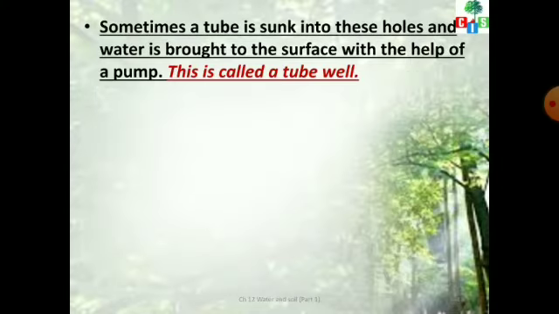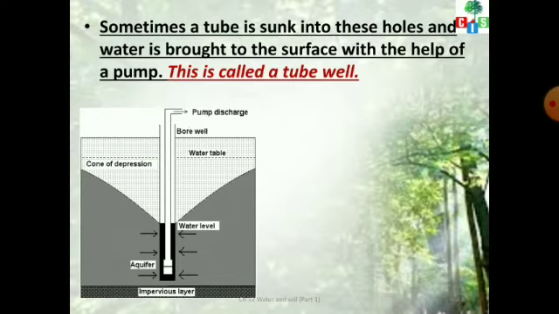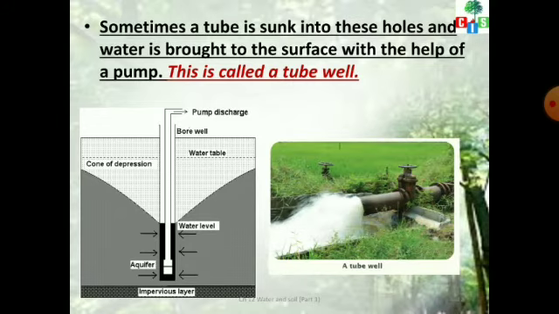Sometimes a tube is sunk into these holes and water is brought to the surface with the help of a pump. This is called a tube well. Children, in a simple well, we basically have a bucket, put the bucket in it, and then we take the water out by pulling the rope. But in some places, a tube is sunk and water is brought to the surface with the help of a pump. This is called a tube well. Can you see in the picture how it works? This is a tube well.